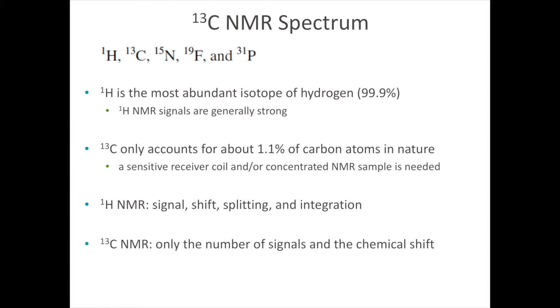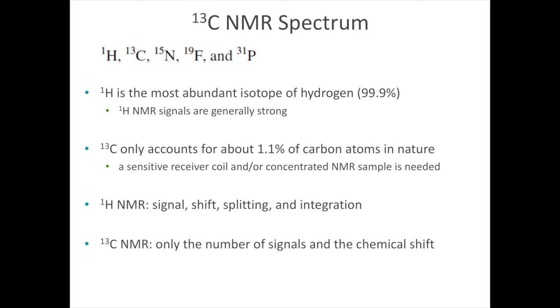In contrast to this, carbon-13, although it is the active isotope in NMR, is only 1.1% of all naturally occurring carbon. Right? So its abundance is quite small. Therefore, it will have a low signal. Because of this, we tend to use a very sensitive receiver coil, or we would need a higher concentration of our sample in order to obtain the spectrum.